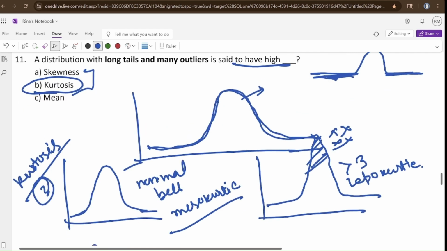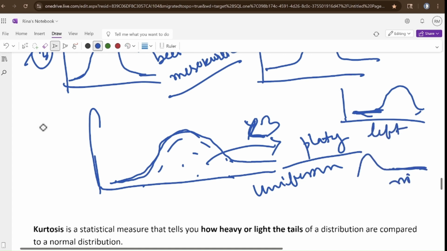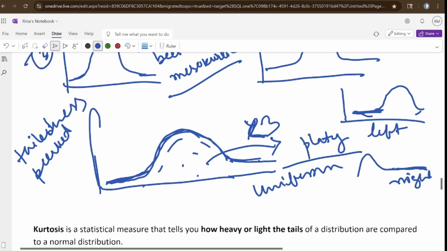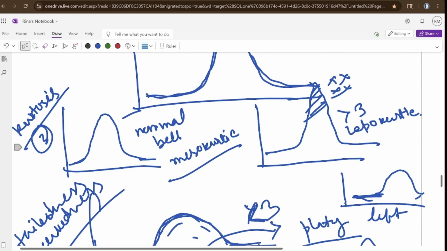So what is the difference between kurtosis and skewness? Skewness compares both sides. If it is like this, then the left tail is longer, so left skewed. The opposite one, right tail is longer, right skewed. But here you are comparing tails with peakedness. So kurtosis is about tailedness with peakedness. Clear? It tells how heavy or light the tails of a distribution are compared to a normal distribution. Normal means kurtosis will be 3.